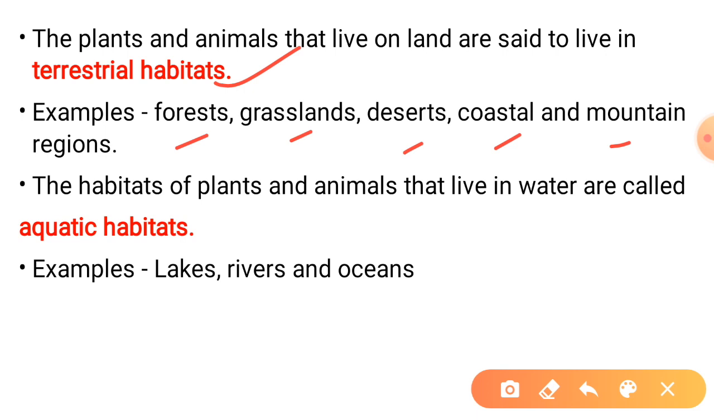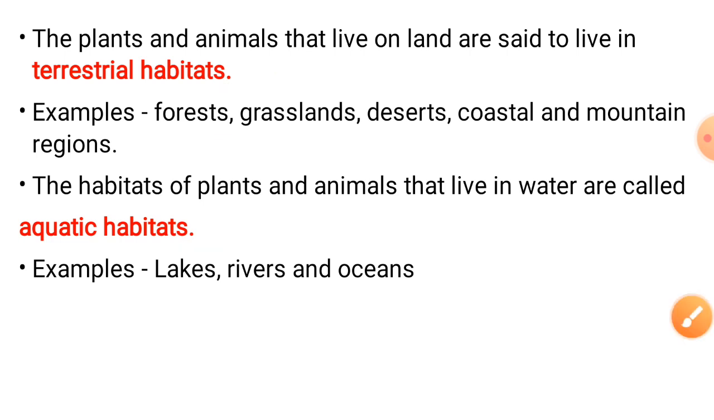Now the next type of habitat is aquatic habitat. Simply meaning, students, if any plant and animal live in water, that type of habitat will be called aquatic habitat. Aquatic habitats are of many types like lakes, river, ocean, pond. So these all water bodies, they form the aquatic habitat.